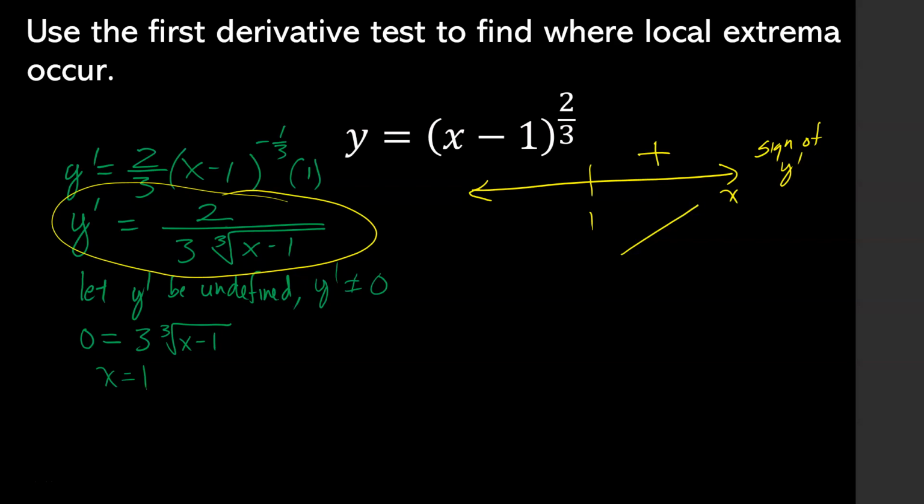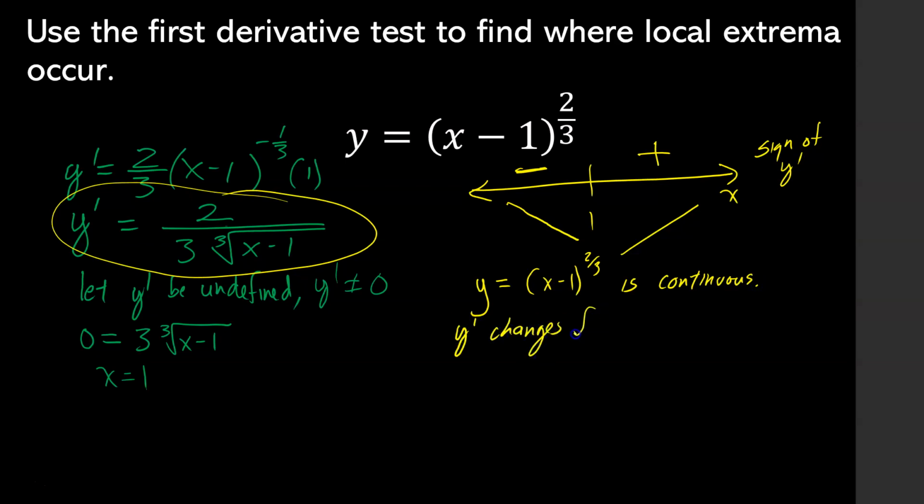Choose an x value less than 1, like 0, and you have 2 over 3 times the cube root of negative 1. That's going to be negative overall, which means y is decreasing for numbers less than 1. So does x minus 1 to the 2/3 power have a local minimum or local maximum at x equals 1? A local minimum. Let's write our justification. Y equals x minus 1 to the 2/3 power is continuous. What did we find out based on the sign chart?